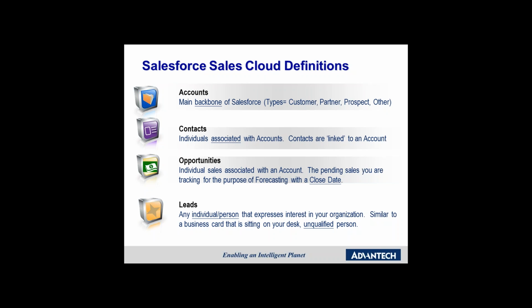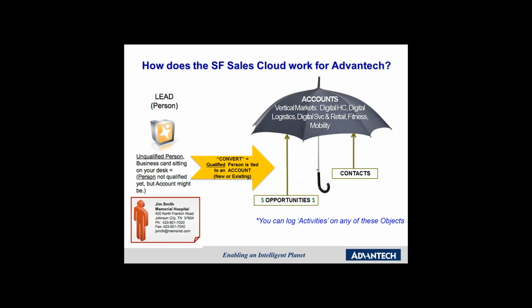So really, those are the 4 pillars of Salesforce. There's others, but in terms of the core elements of Salesforce and what we're using, at least at this juncture in time, these are the core elements. So how does Salesforce Sales Cloud work for Advantech? Again, if you look at it, you've got leads and you've got accounts, opportunities, and contacts. There's really 2 sides. We talked about the backbone, that's the account side, and then the lead side is more of an unqualified person, and then we can convert that.